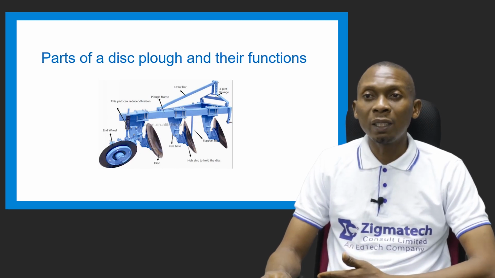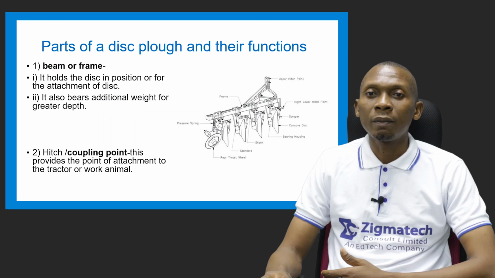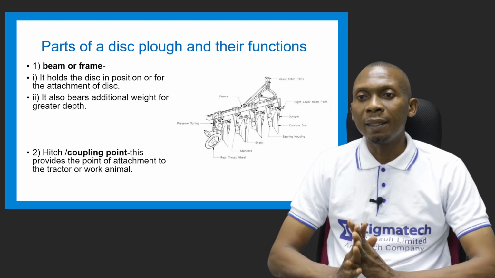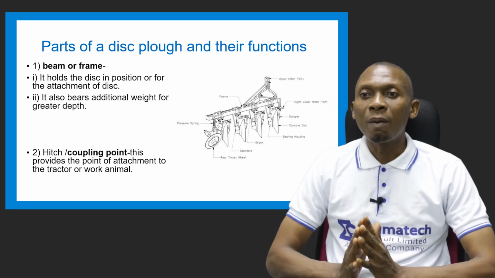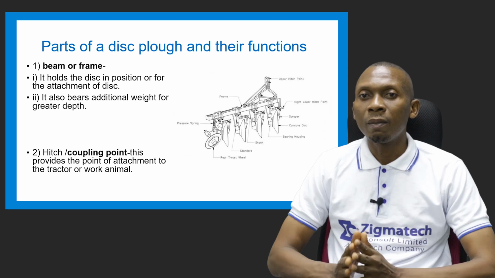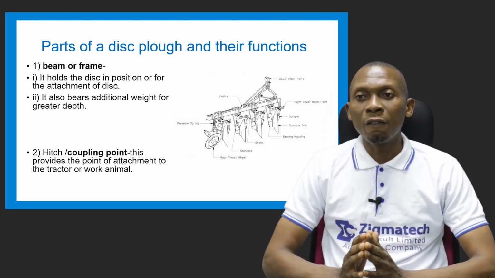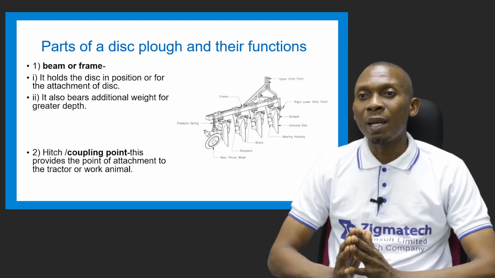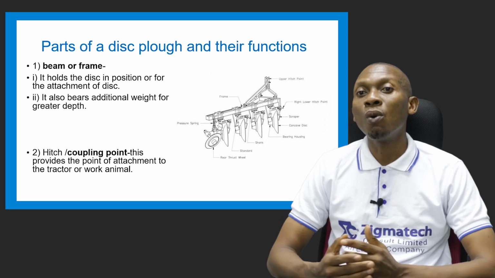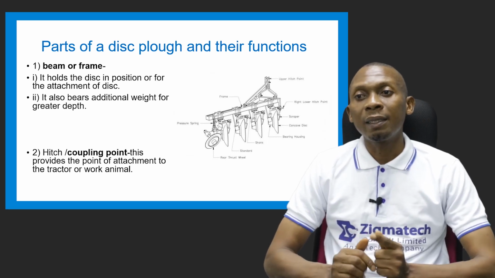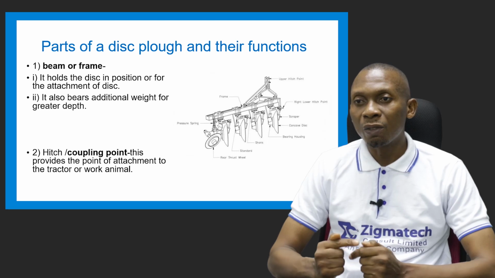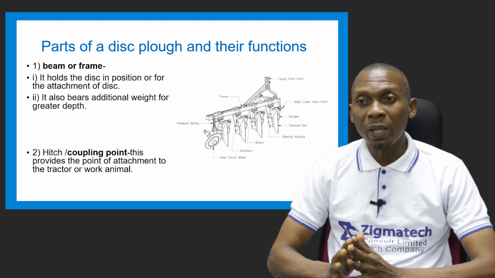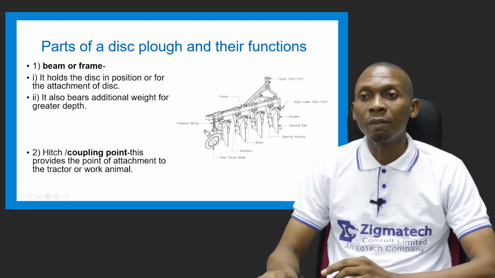So we're going to look at the parts of a disc plow and their functions. Taking a look at this picture, you can see the disc plow, how it looks. We have a part called the beam or the frame. For whatever explanation I give, you also look at the picture there to understand where it is located. So we have the beam or the frame. And what's the function of the beam or frame? It helps to hold the disc in position. The discs are those round concave structures on the plow. Look at the picture, you'll be able to locate where the disc is. This is the disc here, concave disc.